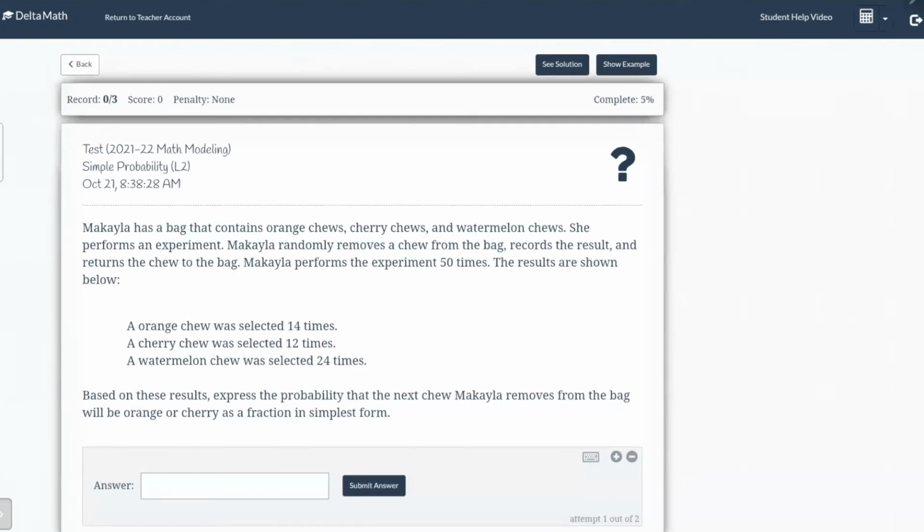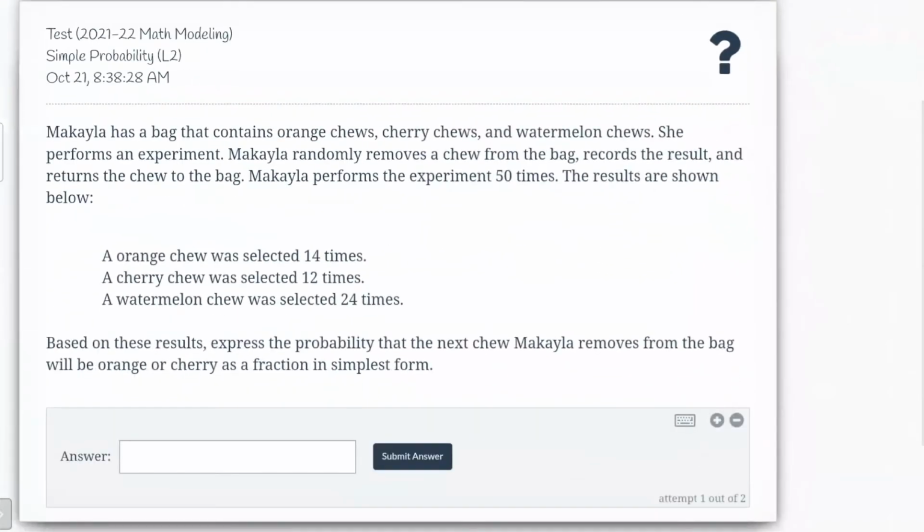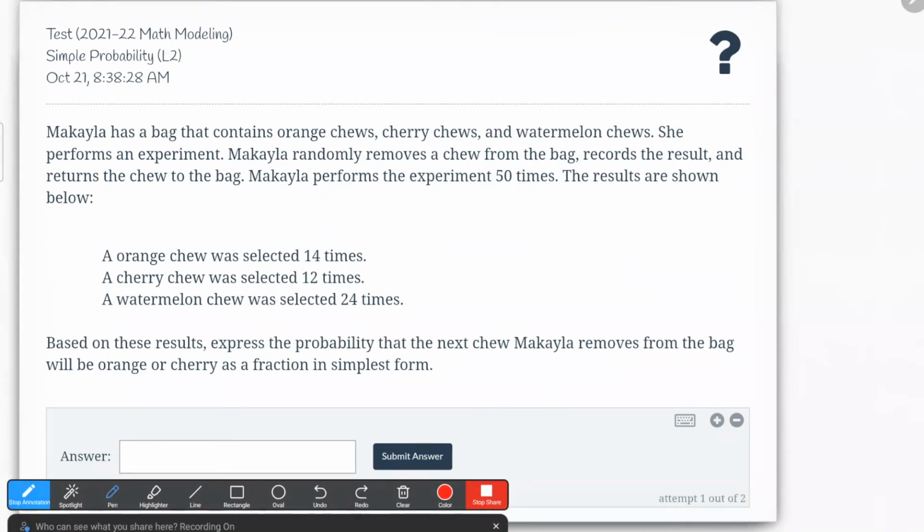Part 2. Michaela has a bag that contains orange chews, cherry chews, and watermelon chews. She performs an experiment. Michaela randomly removes a chew from the bag and records the result, and performs the experiment 50 times. The results are shown below. Based on these results, express the probability of the next chew from the bag as a fraction in simplest form. All right, so basically we're just going to have to reduce a fraction this time. Should be still pretty simple.